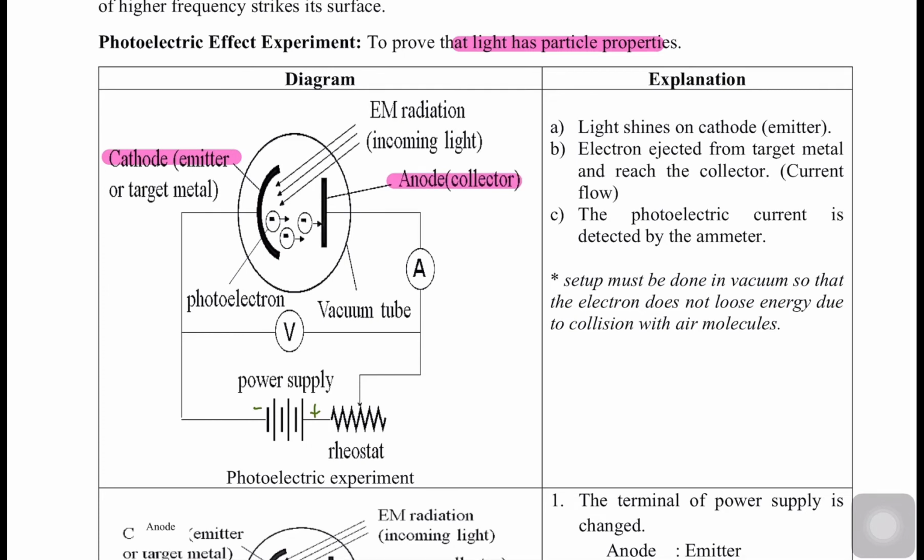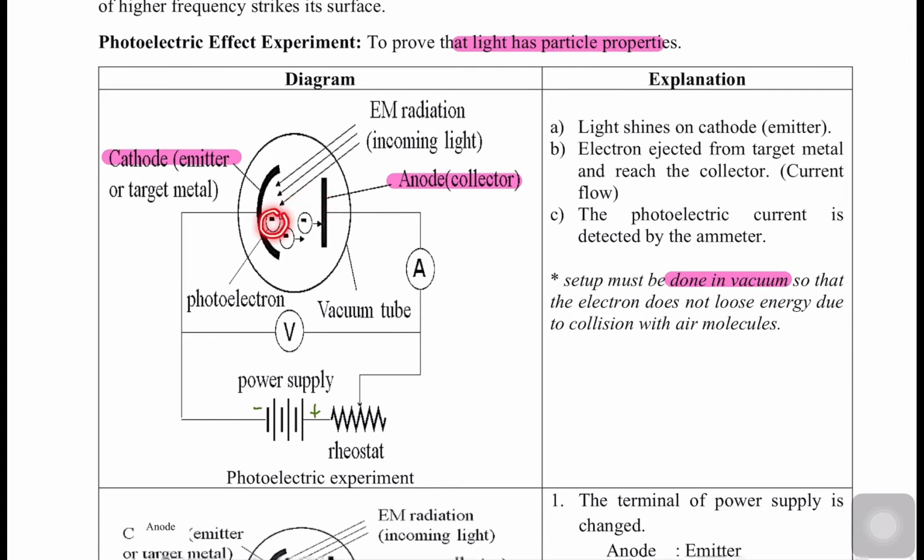So kalau kita buat dekat sini, what we're going to do here is this experiment must be held inside the vacuum. So dekat sini, inside the vacuum first thing. Okay, so what we're going to do is we're going to radiate some electromagnetic radiation, which is we're going to put in some light here. Light ni akan kena dekat cathode. What is going to happen is the electron will be ejected from the cathode and reach the anode.